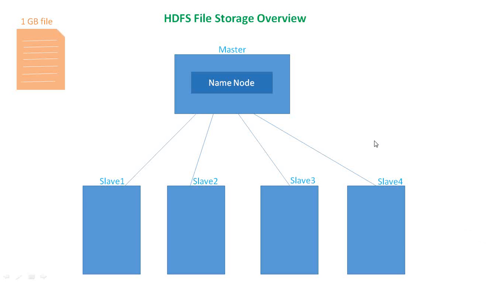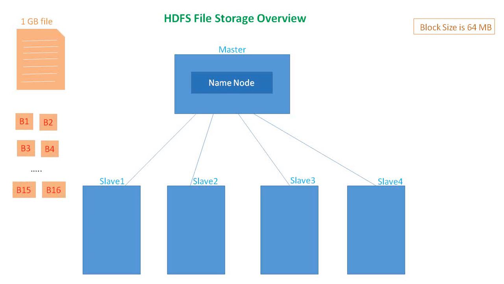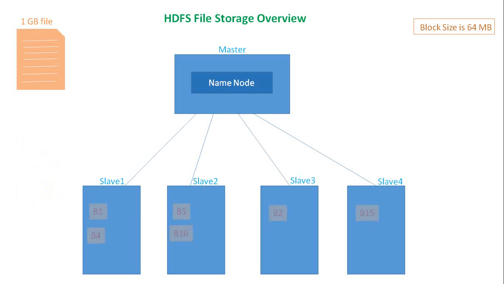So first thing is, how does the 1 GB of data need to be split? That will be based on the block size. The default block size is 64 MB. Based on this 64 MB, the 1 GB file will be split into different blocks. So 1 GB file will be split into 16 blocks, B1, B2, like that, 16 blocks. First it will be split into blocks, then these blocks will be stored.